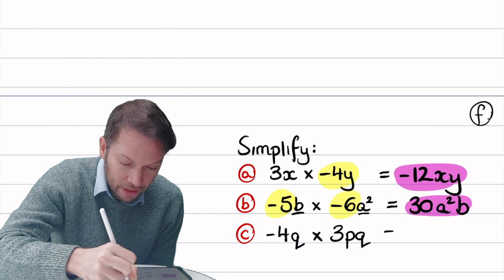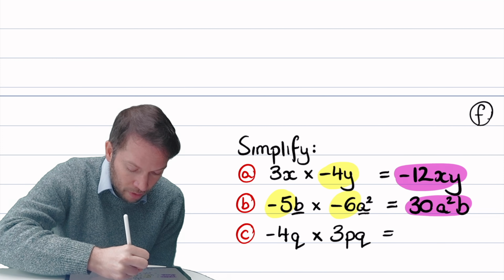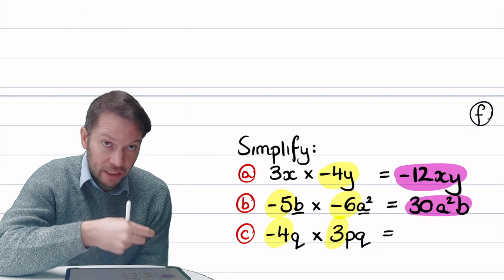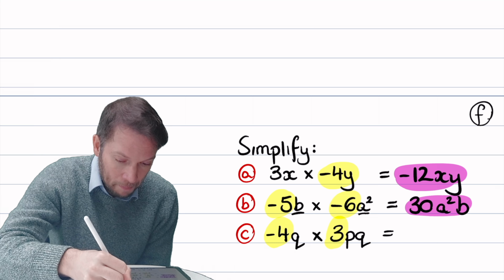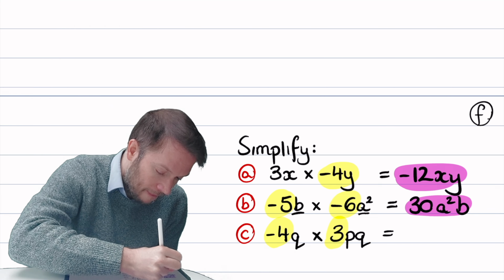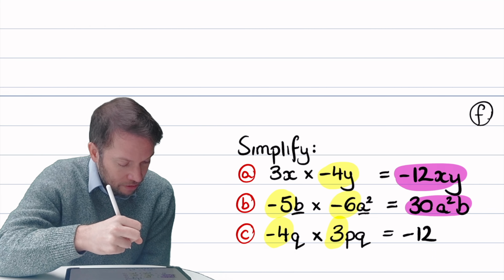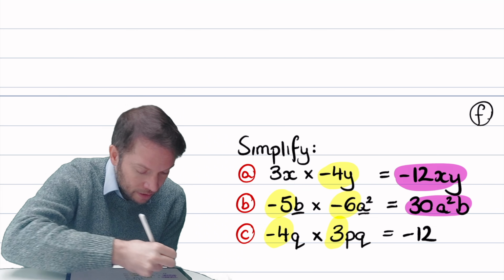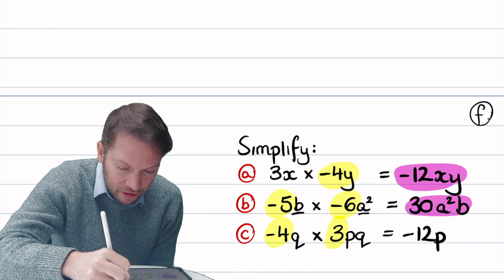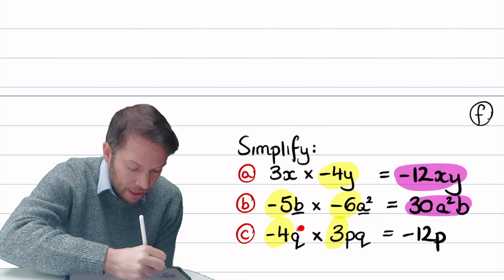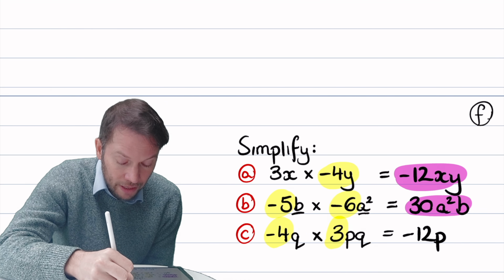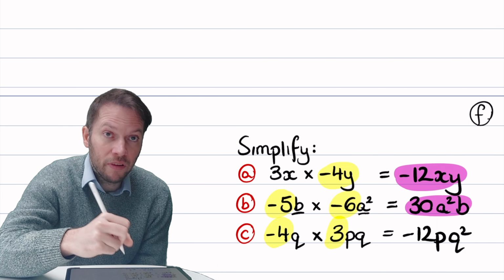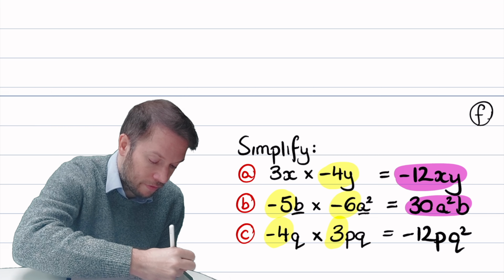Well, I can see the numbers. We've got minus 4 times 3. Negative times positive is negative, so it's going to be minus 12. And then the variables in alphabetical order, I can see we've got a p. And then we also have a q times another q. Q times q is q squared, we saw, and that will be it. So we get negative 12pq squared as the final answer.